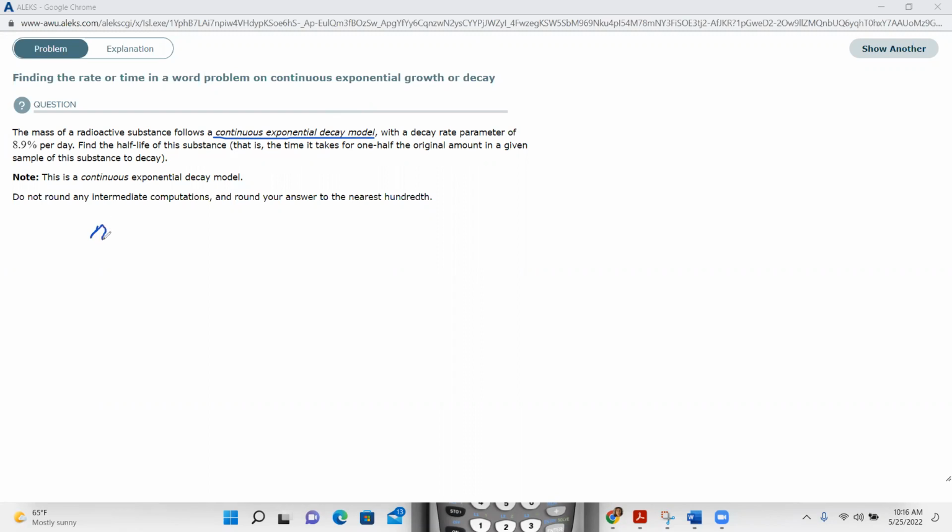All right, so we're still making use of this formula for continuous growth or decay. Since it's decay, we know that the rate is going to be negative 8.9%. And we're trying to find the half-life or the time. So we're trying to find T, right? We're solving for T.